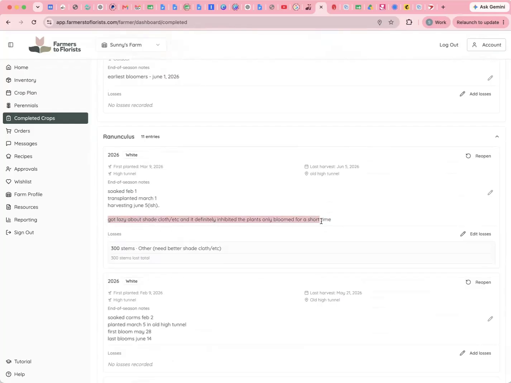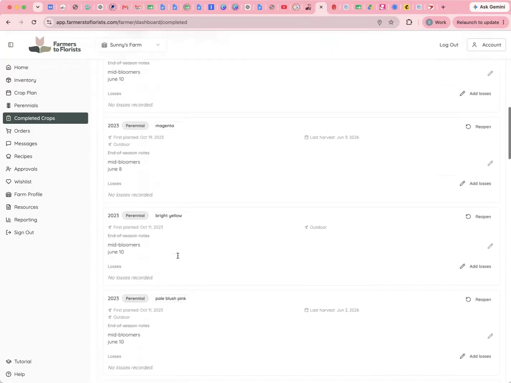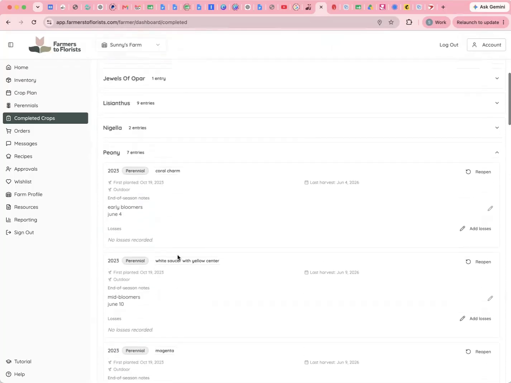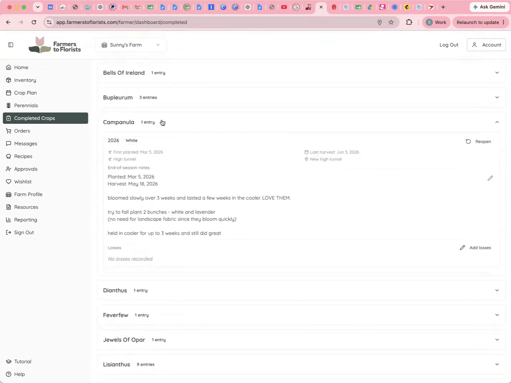Ranunculus, for example. I got pretty lazy about the shade cloth, didn't know if it really was going to make a difference. It did. I made notes to myself. So this is where you can just review things. Every single plant is going to have a carrot, and year to year, you can look at those different years of crops. And I do think that we will find ways to condense this as they get more and more information in them. But for now, I think most people want more information. So that's where you can go and find them.